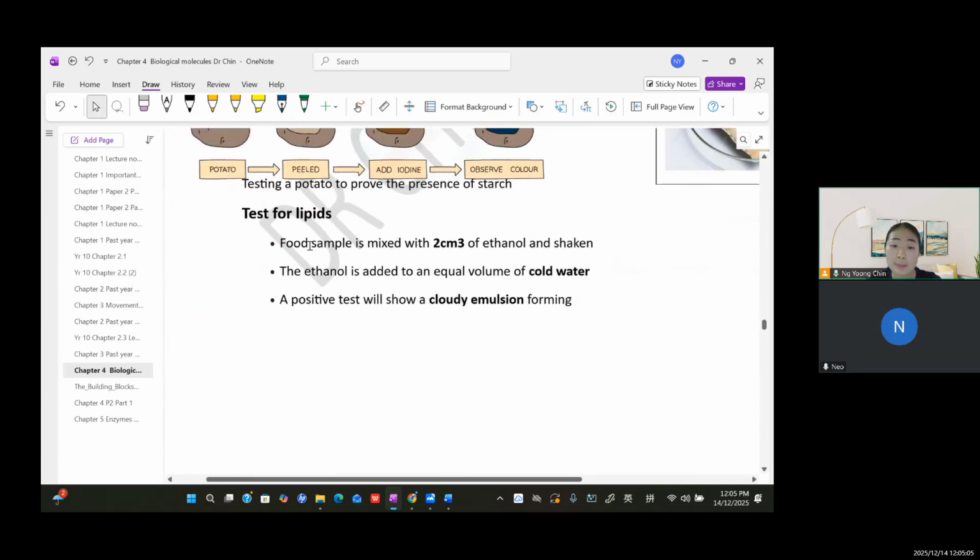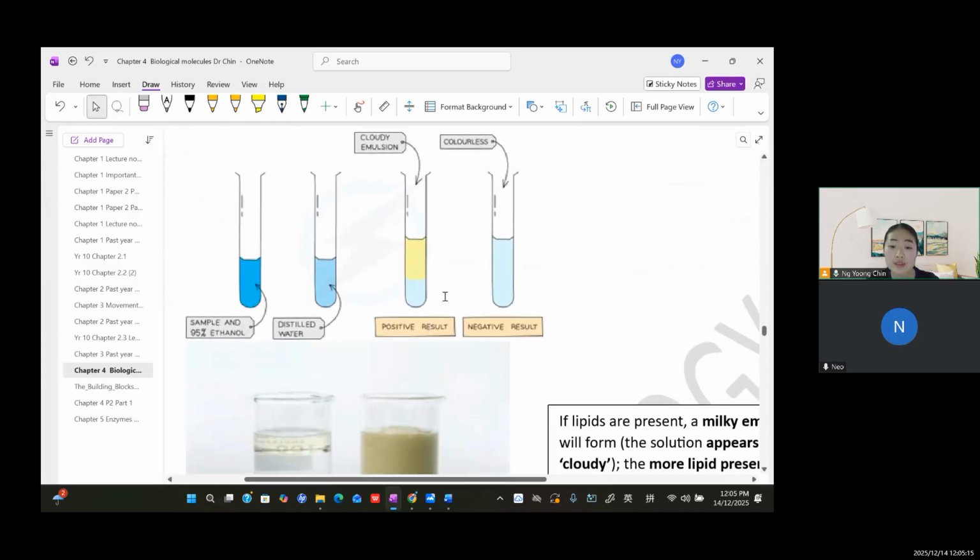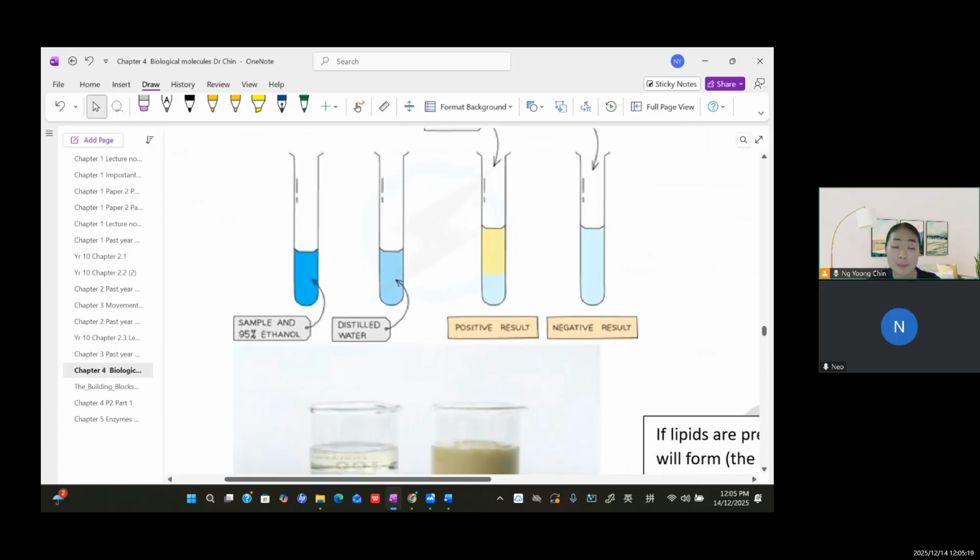So now we talk about the lipid. This is how we are able to test whether the food sample contains lipid or not. We call it the emulsion test, to test for the presence of lipid in the food sample.